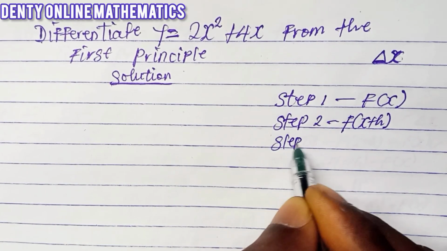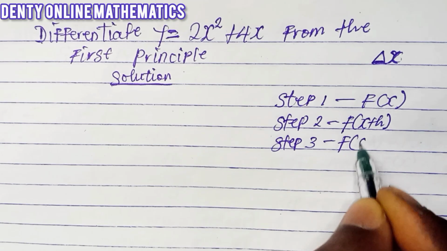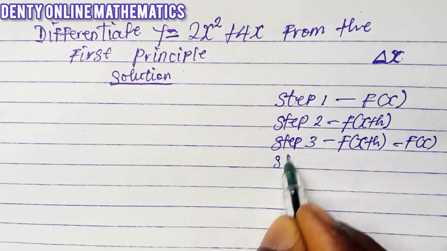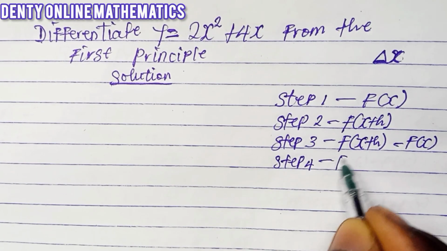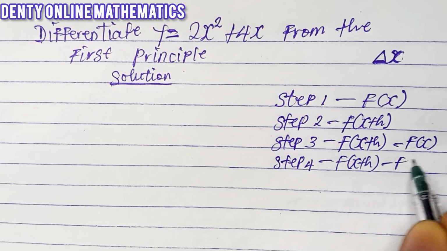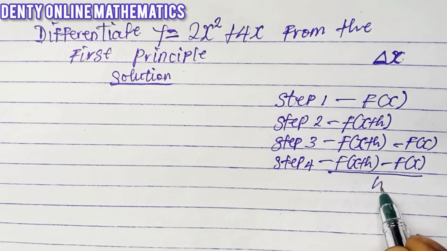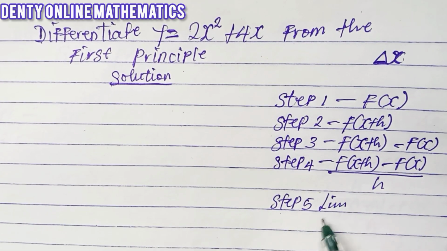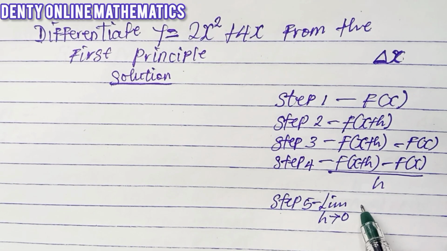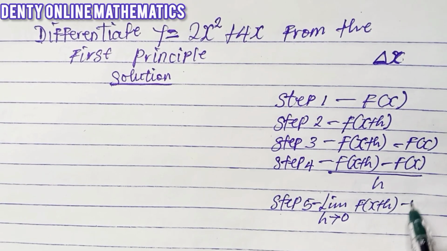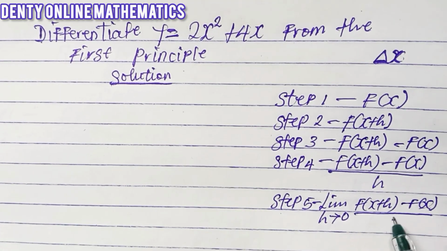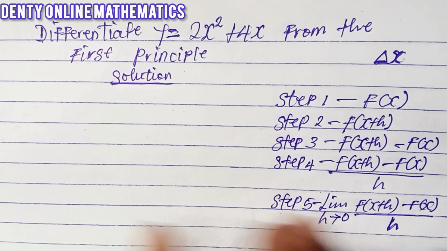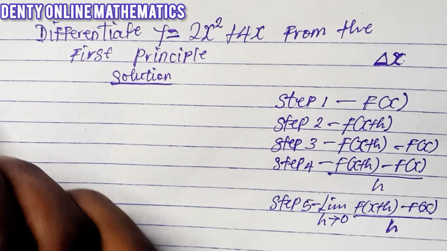Now, step 3, you are going to have f of x plus h minus f of x. That's step 3. And then step 4, you're going to have f of x plus h minus f of x all over h. Now step 5, you're going to have the limit as h tends to 0 of f of x plus h minus f of x all over h. Now these 5 steps I listed here is what will guide us to be able to solve this particular problem. So let's bring it out into the solving now.